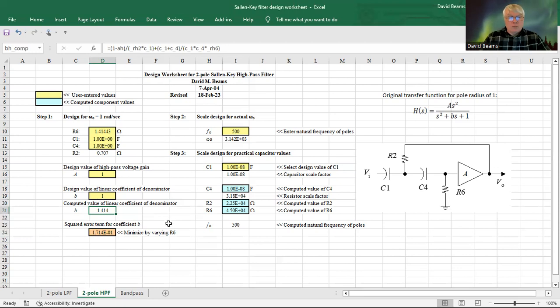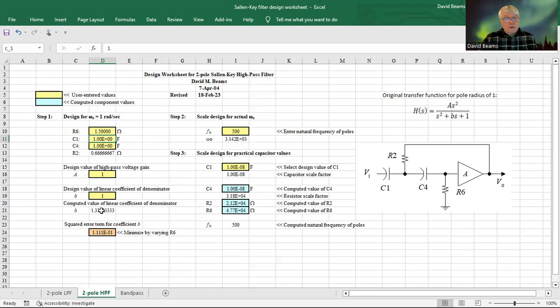We'll do that by changing R6. We're going to leave the capacitors fixed, change R6, which of course will also change R2 in the process, and see if we can find a combination that reduces the computed value of the linear coefficient to the design value. So we can try it manually by changing R6. Let's see if I change it to 1.5.